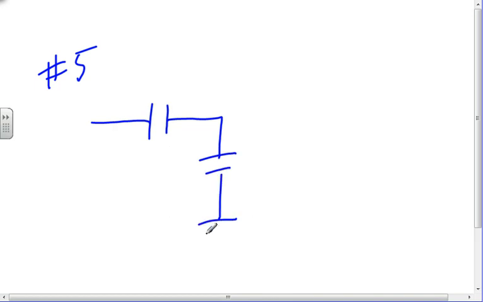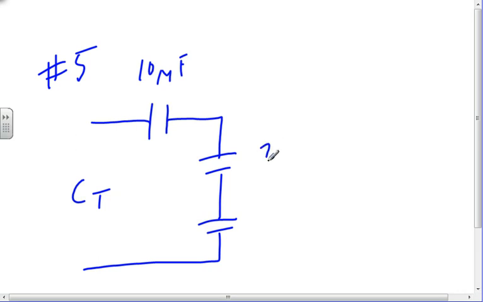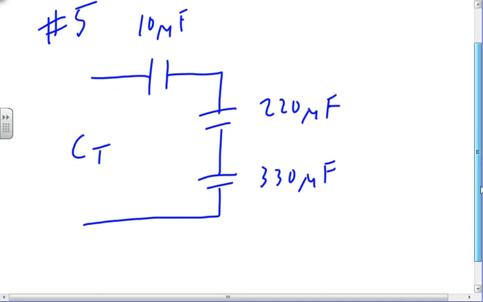I'm looking at problem number 5. Calculate the total capacitance in circuit A. All right, so I've got 1, 2, 3, and I want the total capacitance. 10 microfarads, 220 microfarads, 330. I thought sure I could do this one in my head, but no.